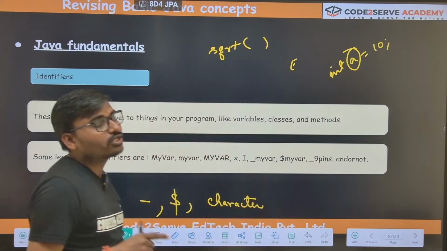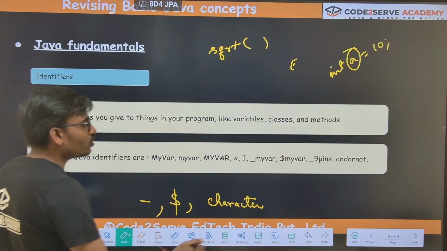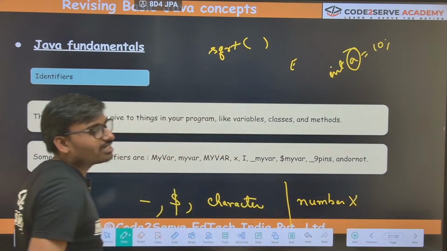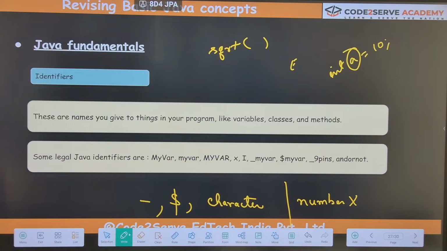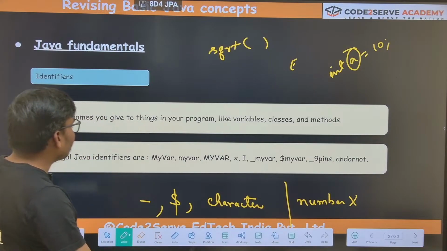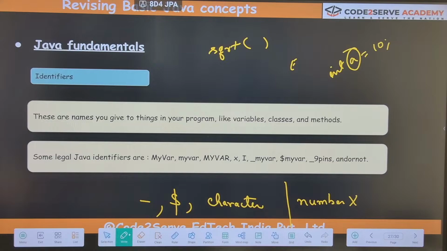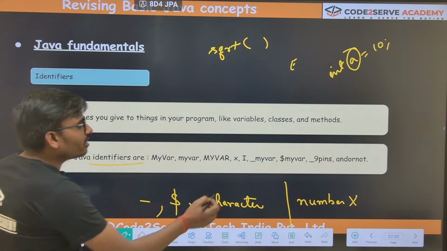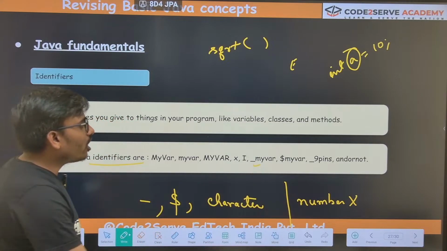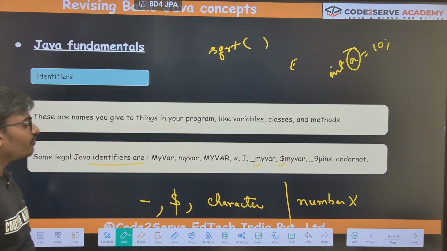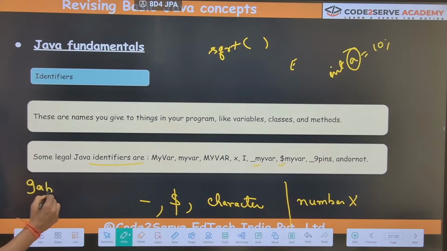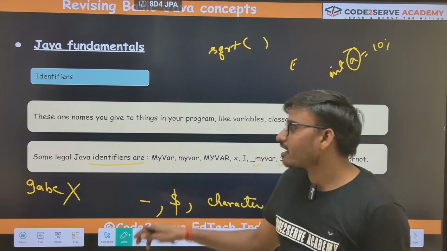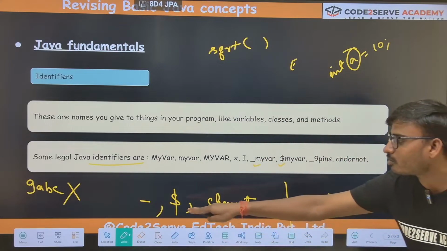Here you should remember, you cannot start with a number. Number is not allowed as a starting character. Suppose if you see the examples written over here, what are the valid identifiers in Java? You will see underscore is allowed, dollar is allowed, but if you encounter 9abc, this is an invalid identifier. Got my point? Here is a list of identifiers, but you should probably know this.